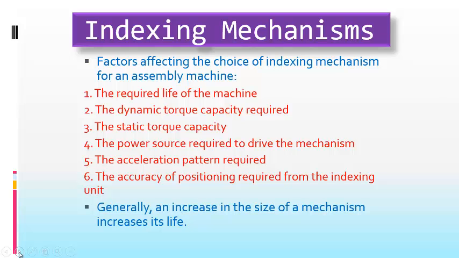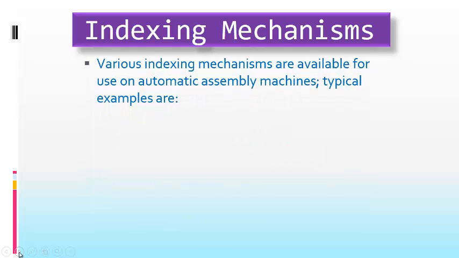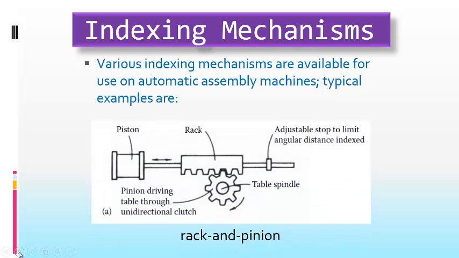And actually, those are the factors which we should think about when we are designing an indexing machine. Various indexing machines or mechanisms are available for use in automatic assembly machines, and typical examples are these mechanisms for indexing machines. The first one is rack and pinion, where a pinion will move a rack, and a piston will move the work from station to station. And this is actually for line indexing, or inline indexing machines.